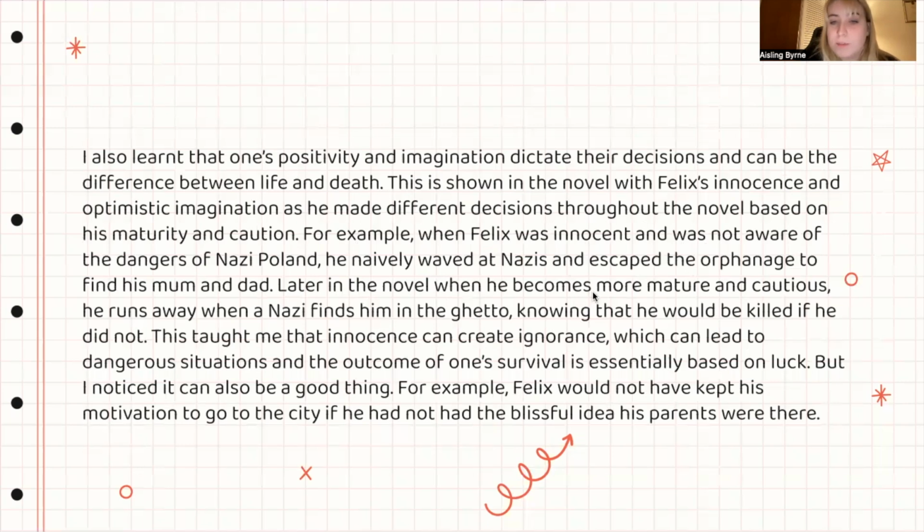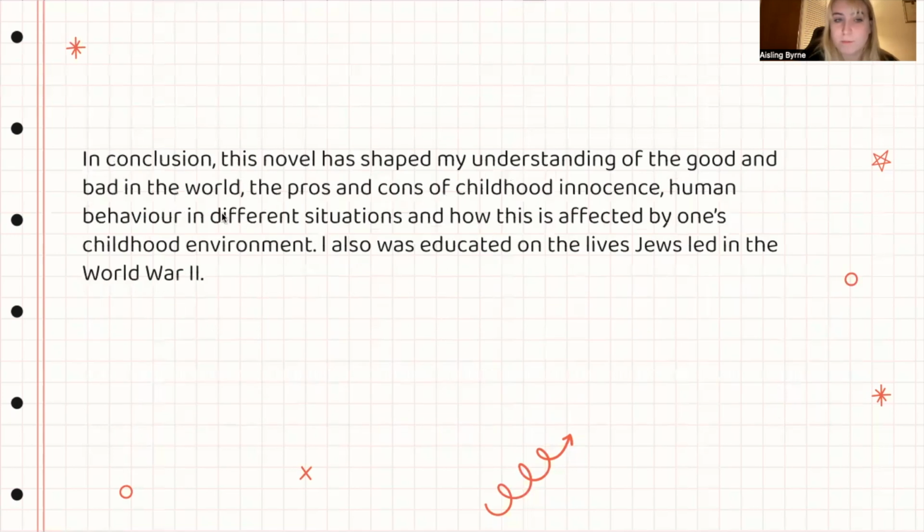Later in the novel, when he becomes more mature and cautious, he runs away when a Nazi finds him in the ghetto, knowing that he would be killed if he did not. This taught me that innocence can create ignorance, which can lead to dangerous situations, and the outcome of one's survival is essentially based on luck. But I noticed it can also be a good thing. For example, Felix would not have kept his motivation to go to the city if he had not had the blissful idea his parents were there.